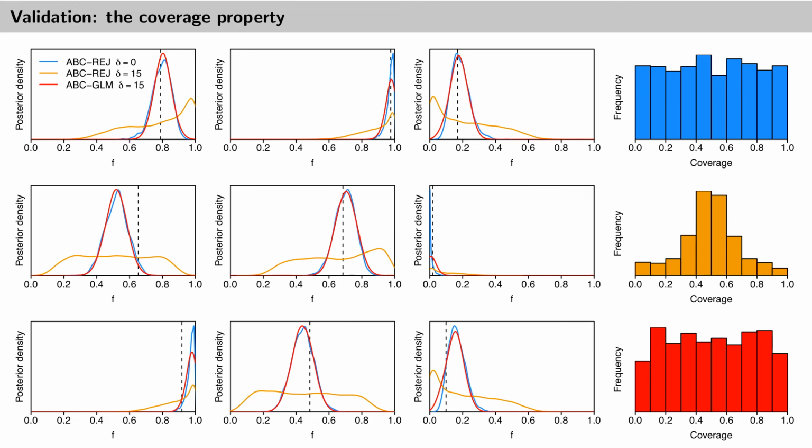This is also well reflected in the coverage property. The histogram shown here on the lower right actually is pretty much uniform. It is not exactly uniform. We do observe that in the very first and very large bin there are somewhat too few simulations. That suggests that the ABC-GLM posterior is still a tick too broad. However, compared to the coverage property obtained with ABC rejection sampling at delta equals 15, it is obvious that this is a massive improvement.